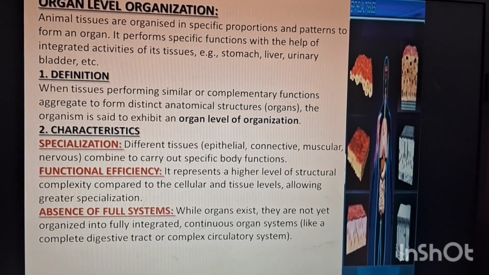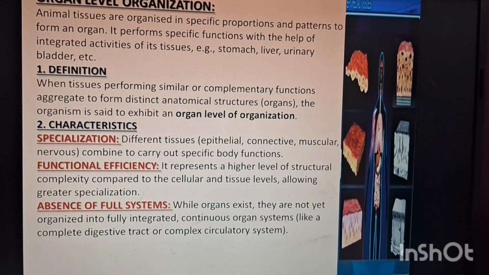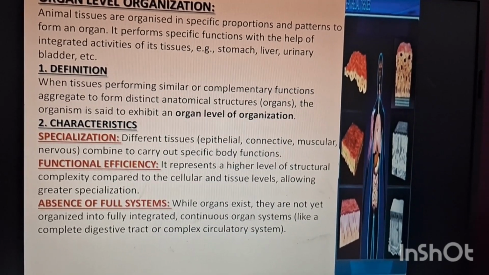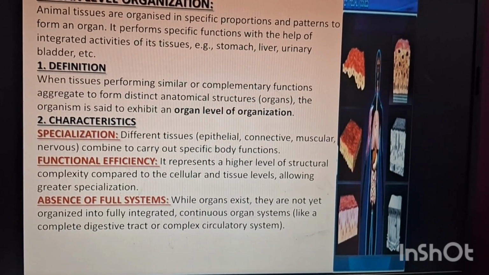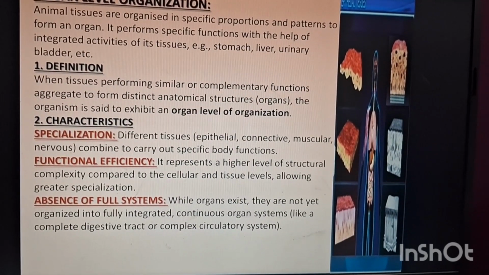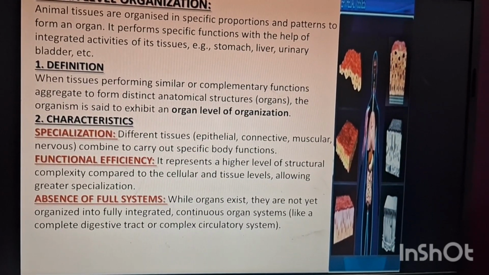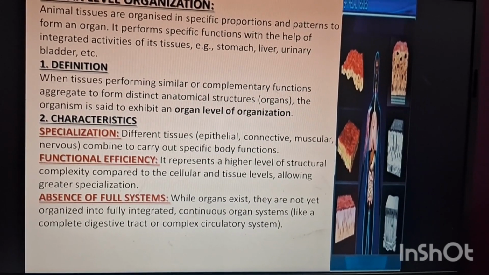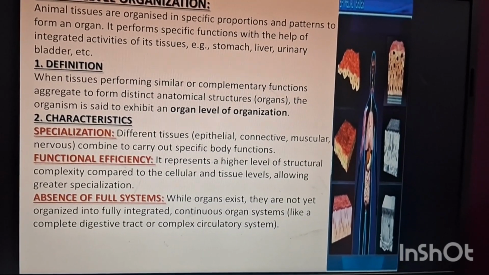Animal tissues are organized in specific proportions and patterns to form an organ. It performs specific functions with the help of integrated activities of its tissues. Example: stomach, liver, urinary bladder, etc. Next, definition of the organ level organization. When tissues performing similar or complementary functions aggregate to form distinct anatomical structures, the organism is said to exhibit an organ level of organization. Characteristics of the organ level of organization, that is specialization.